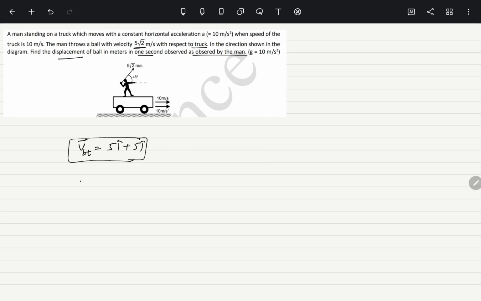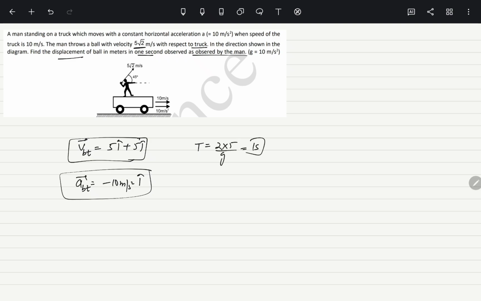Now we need to find the acceleration of the ball with respect to the truck. The ball has no acceleration in the horizontal direction, right? So the acceleration of the ball with respect to the truck will be minus 10 meters per second square, minus j cap. We are focused only on the vertical motion. When the ball hits, we can calculate the time of flight here. Time of flight will be 2 into 5 upon g, so it is coming as 1 second.